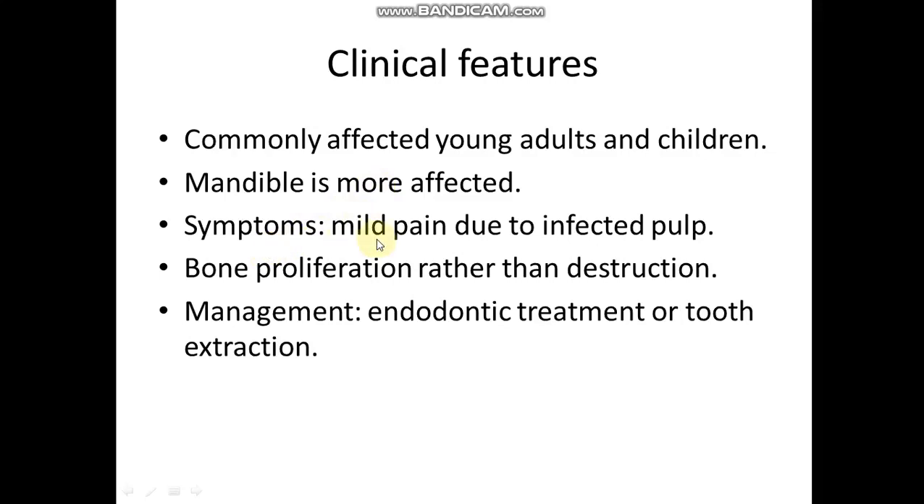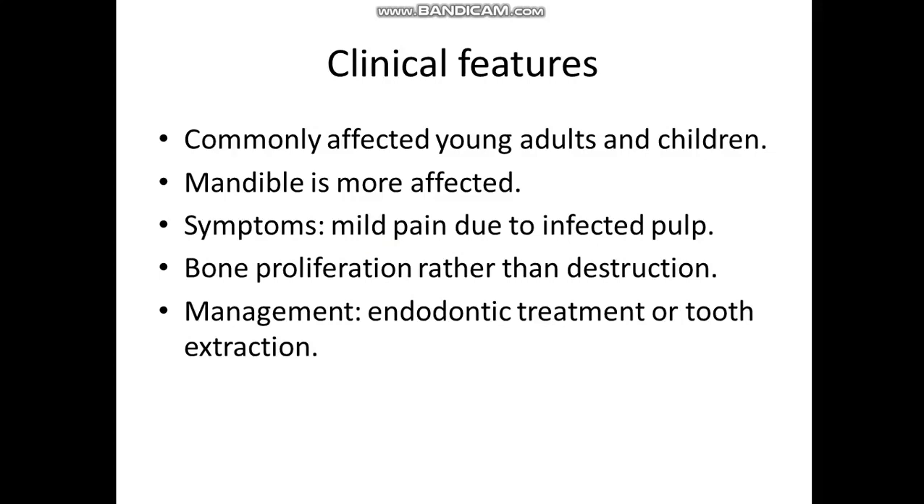Symptoms: mild pain, and the pain usually arises from the affected pulp, that means from the tooth. Bone proliferation rather than bone destruction. Actually, here also there is compromise of the blood supply. There is decrease in the blood supply. But here, the decrease in the blood supply is due to bone formation, bone sclerosing.